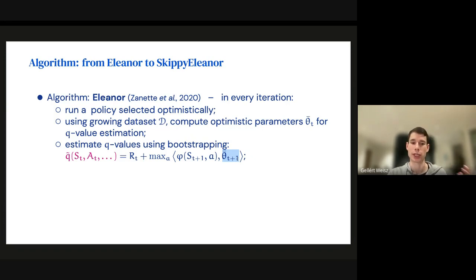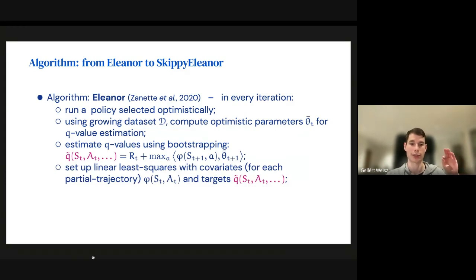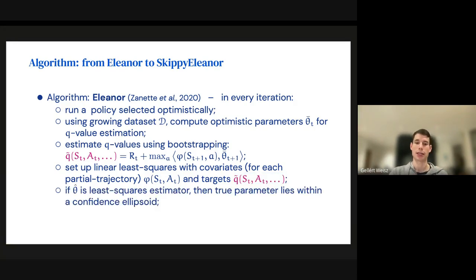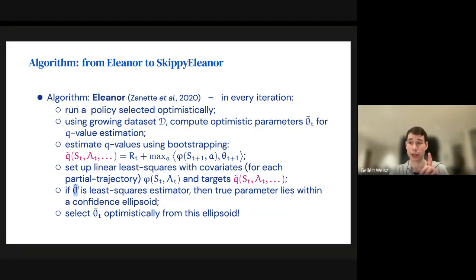So once it has these Q tildes, which estimate the optimistic Q values for trajectories, we can set up linear least squares with the covariates being the features that you observe at stage t, so the phi of st and at. And the corresponding targets will be these Q tildes for the trajectory. And then you solve this, and your theta hat will be your least squares estimator. Then you can prove that the true parameter lies within a confidence ellipsoid of this theta bar. And so you can choose your theta.